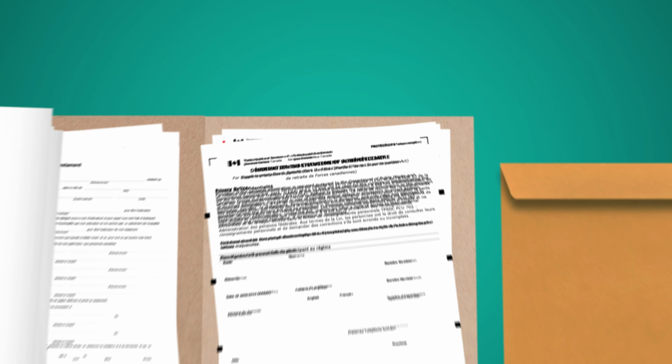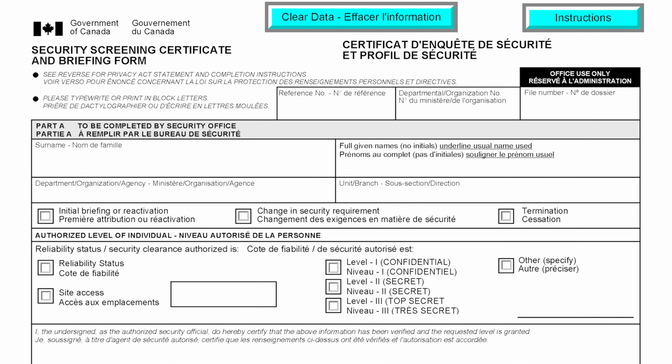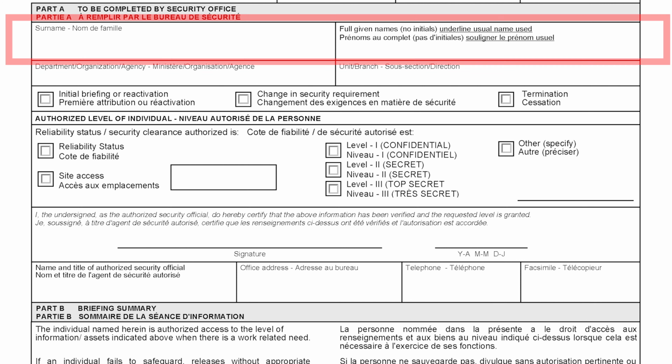Now, let's review the TBS 33047 Security Screening Certificate and Briefing Form. During the processing of your file, we conducted a security check. As a result of this verification, you were granted a security clearance. Please verify that the following information is correct. In Part A, the initial briefing and reliability status boxes must be checked. Check your given names and surname.